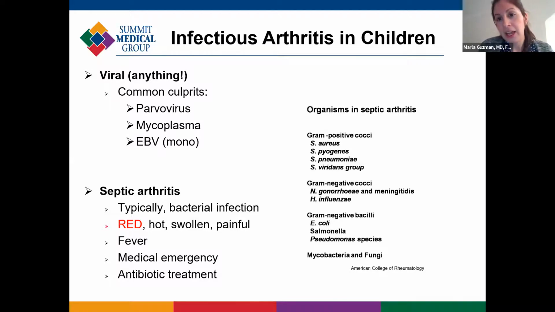On the right-hand side, these are just different bacteria that are common culprits that may cause septic arthritis. So, these are just a variety of different bacterial infections. But I did want to point out that in the adolescent population, gonorrhea tends to be a little bit more common. Something called disseminated gonorrhea causes a very painful, hot, red knee. And this you would just treat the gonorrhea and it would go away.